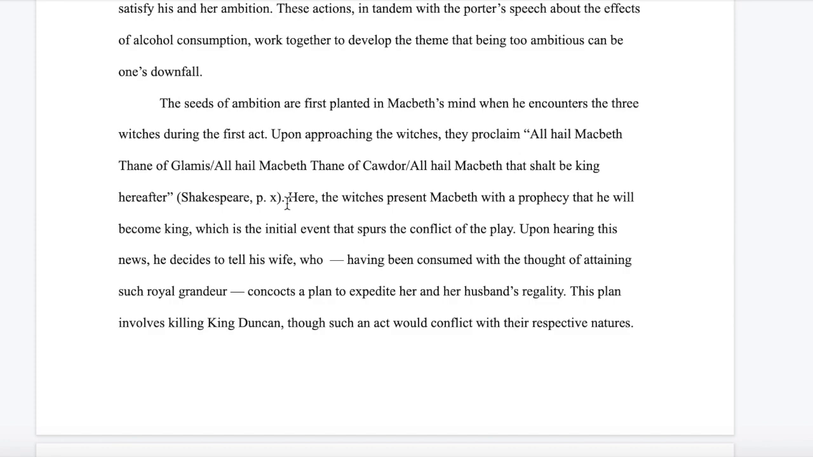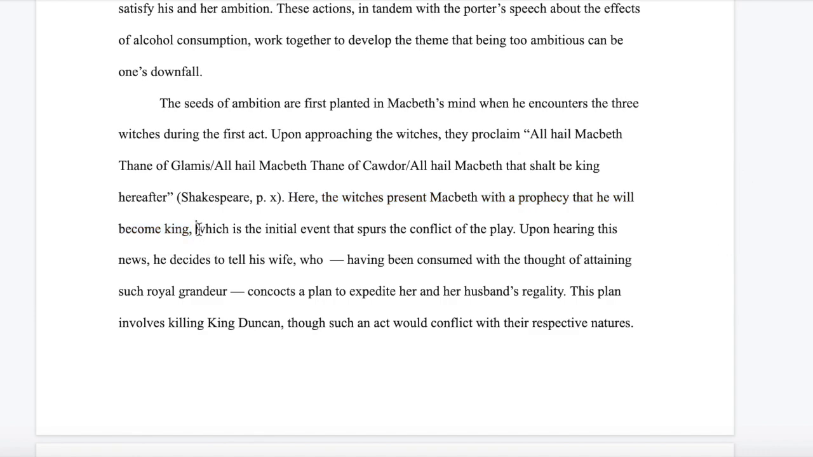And then after you have your text support, what you want to do is either elaborate on it, provide context for it, explain what is happening, or relate it back to your subclaim. So those are all different ways that you could elaborate on it. You could do either or a combination of all of those things. So here I say the witches present Macbeth with a prophecy that he will be king. And so I'm summarizing what's going on here and providing context.